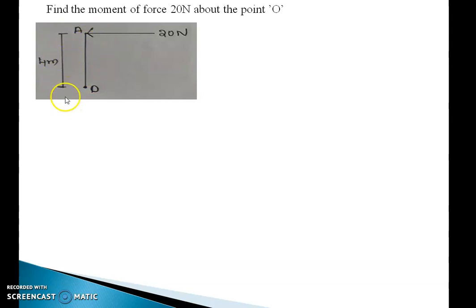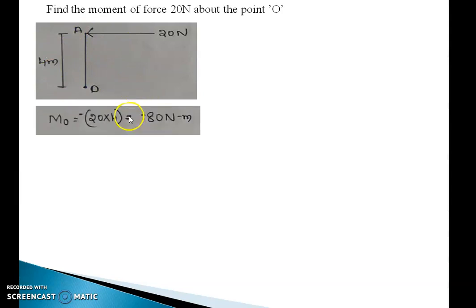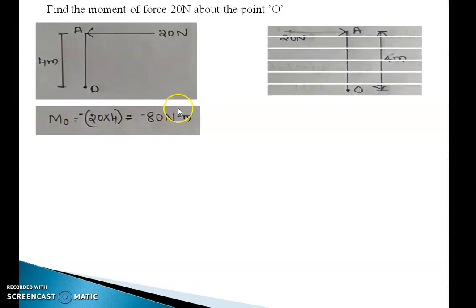So the moment about O is 20 into 4. Clockwise or anti-clockwise? Fixing the point at A, it will rotate in the anti-clockwise direction. So the moment about O is minus 20 into 4, minus 80 Newton meter. Now the same problem, I will reverse the direction here.